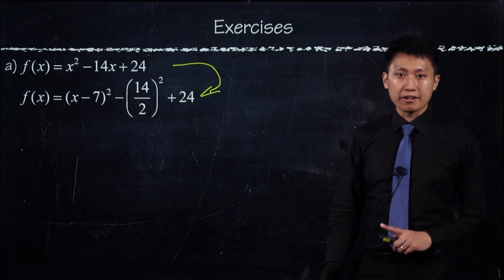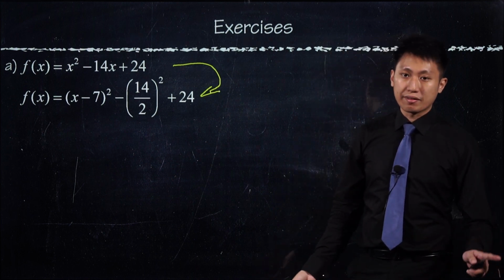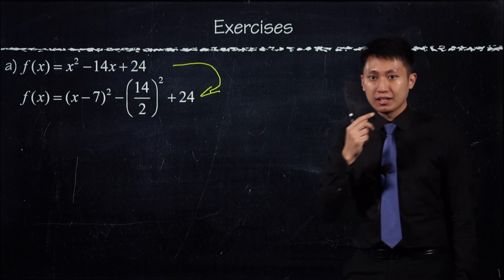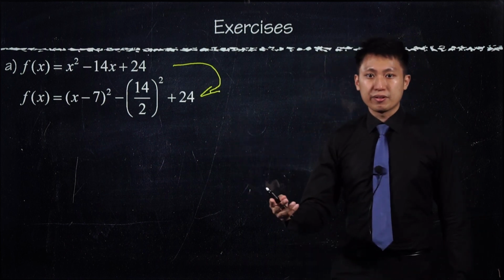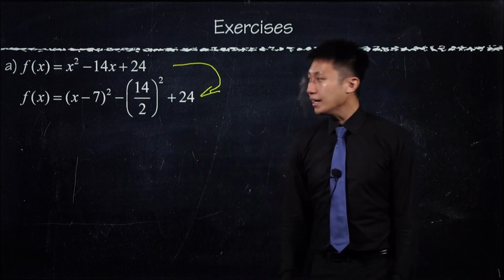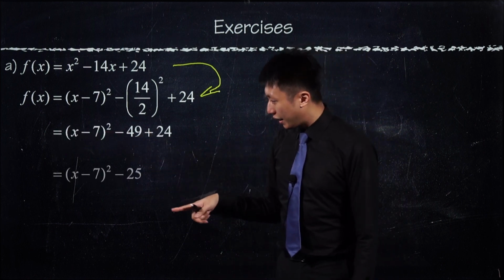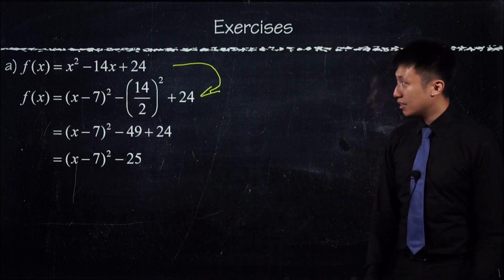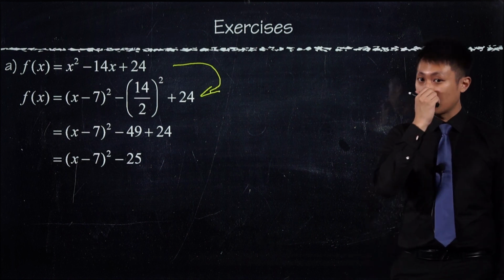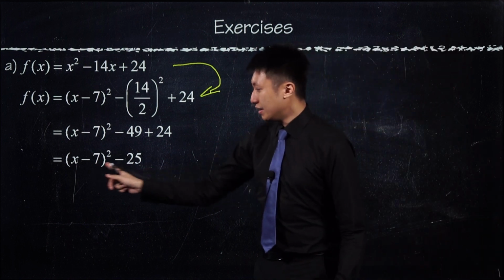So check your answers whether you get this one or not. If not, you have to do some revision on your completing a square, because you might not be very familiar with that. That's why you don't get this, right? So I got this one, then eventually I simplify, I get this. Meaning that what? My min max coordinate is what? 7 and negative 25.